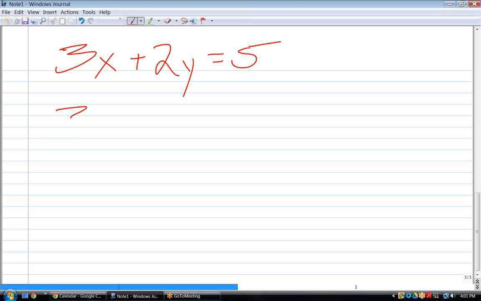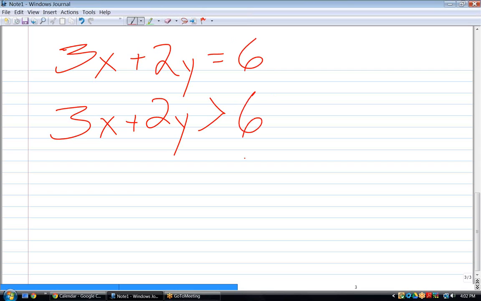All right. Let's talk about the difference between graphing that and graphing that. Let's make things a little easier. Make this number 6. How would you graph the first equation?